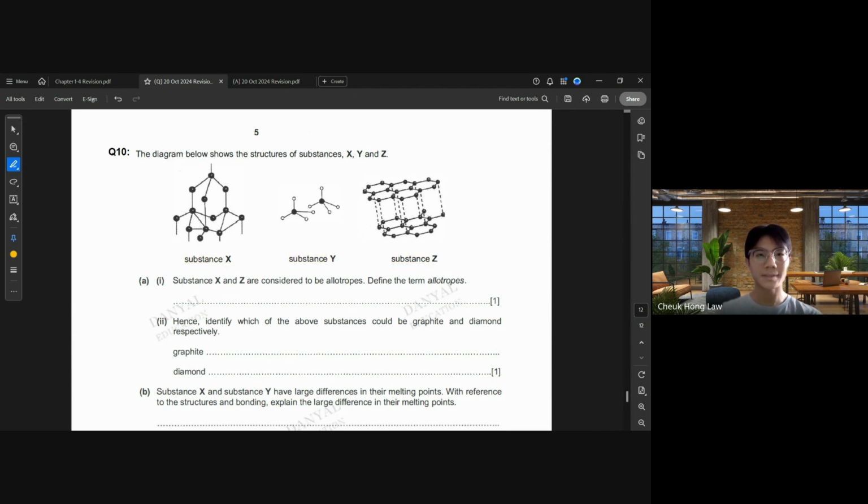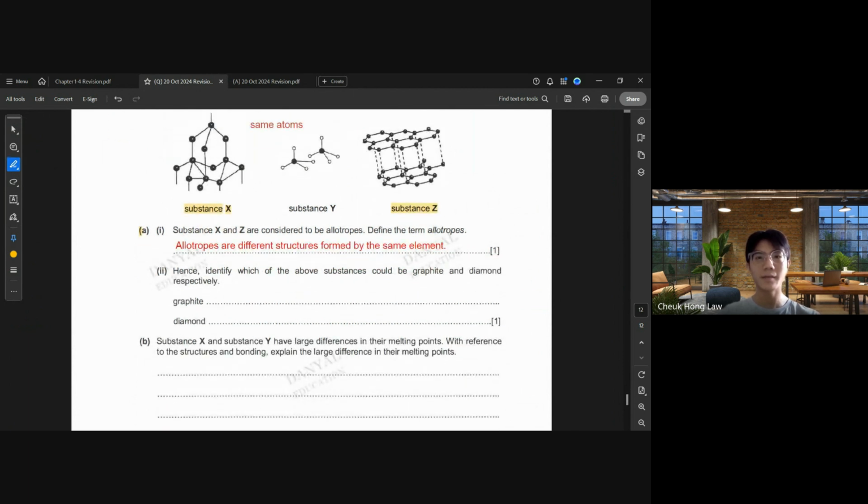Okay, substance X and Z, so these two, they are considered to be allotropes. So define the term allotropes. If you look at substance X and Z, right, you can see they have the same atoms from the same element, but what is different is their structure. Okay, so what are allotropes? Allotropes are different structures formed by the same element.